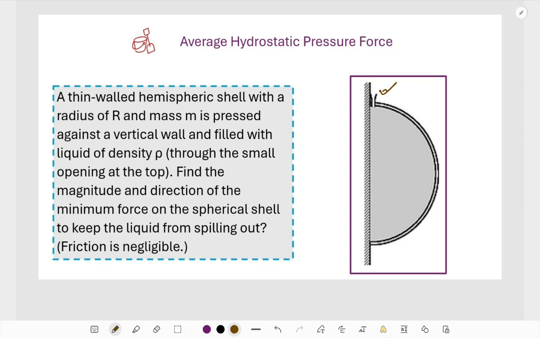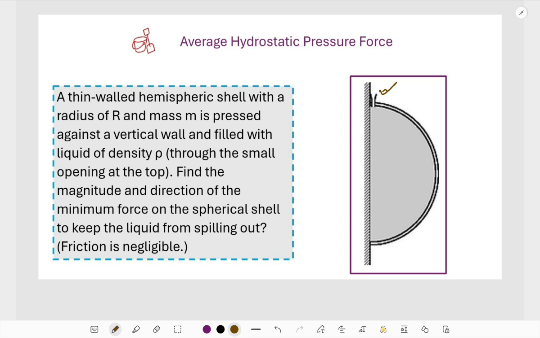You have to make everything in equilibrium, and friction is negligible, so no friction. Friction is not going to help you anyway. So the purpose of the external agent applying a force must be to balance two forces: the weight of the hemispherical shell, which will be in the vertically downward direction, and the force resulting from the hydrostatic pressure of the liquid. So there will be both components of forces, horizontal and vertical.